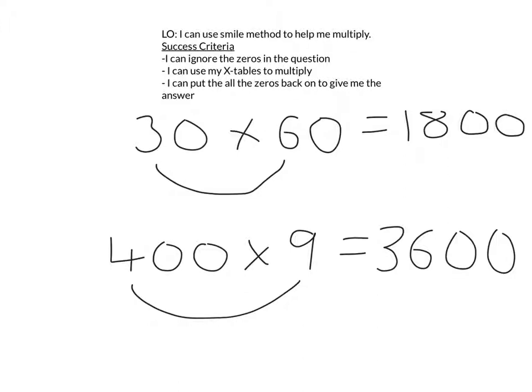It's a really important method as well because we use it so much in grid method when we're multiplying bigger numbers, and it's just a really useful skill to have. So keep practicing that, guys. Just need to know your times tables and remember to forget about those zeros. The aim is to just be able to do it in your head and not even have to write out your smile. Okay, good luck, guys.